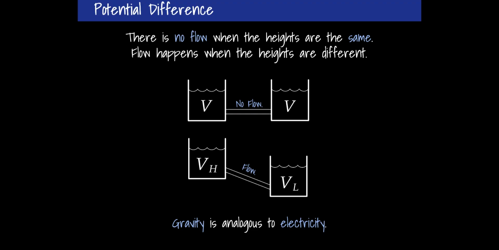Electric potential is abstract, for sure, the energy per charge. But if there's a difference between the electric potential at two locations in space, then charges flow from one location to another.